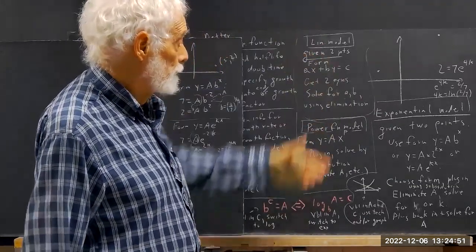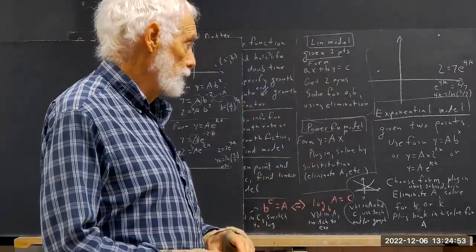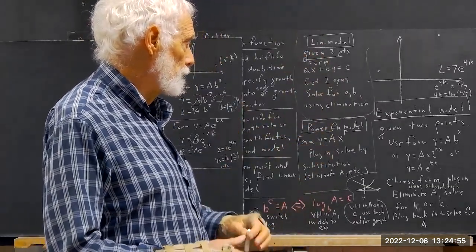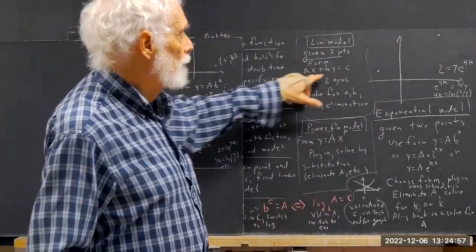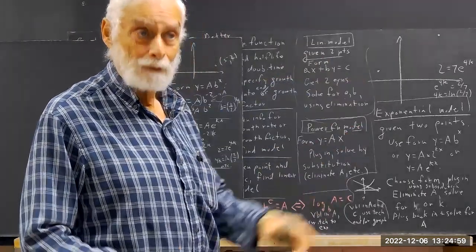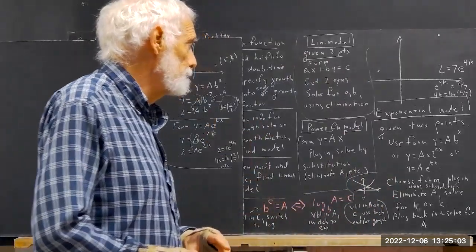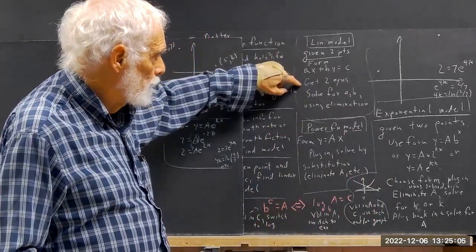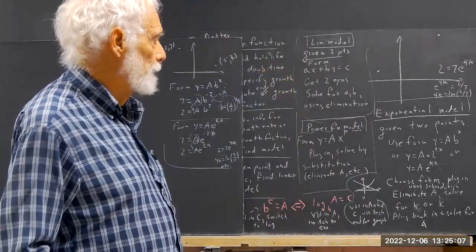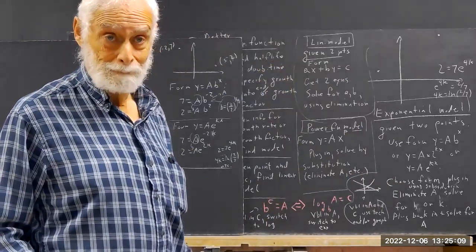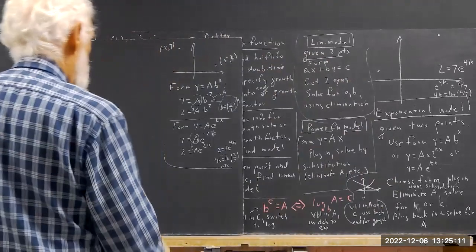Okay, and this translates into things you do with conics and stuff like that. If you know this form, if you do need it, you're a good start. Okay, so you get 2 equations, solve for a and b using elimination. Well, that's really easy. Okay, use the forms.